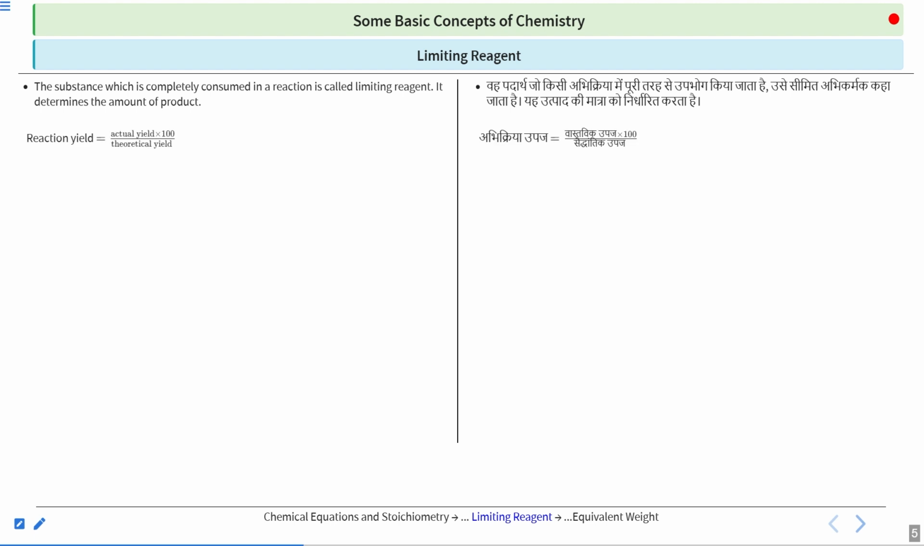So next thing is reaction yield. The reaction yield formula is given by actual yield divided by the theoretical yield multiplied by 100. So what does this mean? When we do a reaction, we do get the product, but that product is not according to our expectation, right? So the expected value is in the denominator and the actual value that we got after the reaction is in the upper part, multiplied by 100. This is the same as the percentage part, right?